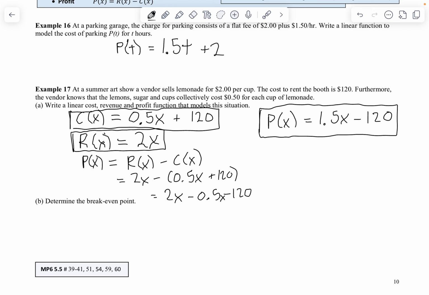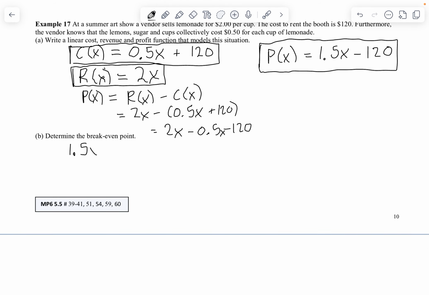So I could take my profit function and set it equal to 0 to find the answer here. So I get this 1.5x minus 120 equals 0. And I want to solve for x, right? So I add 120 to both sides. 1.5x equals 120. This might be a little bit easier to solve without a calculator if we rewrite that decimal as a fraction. 1.5, that's 1 and 1/2, which is the same as 3/2. So I have 3/2 x equals 120.